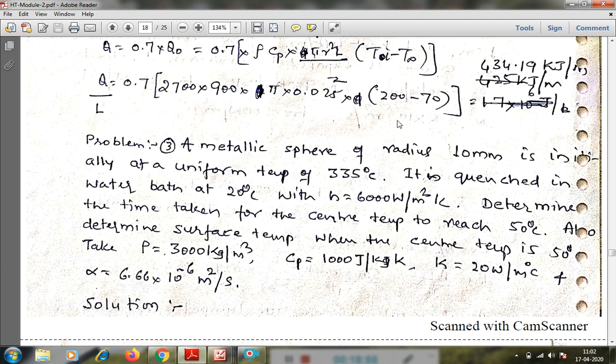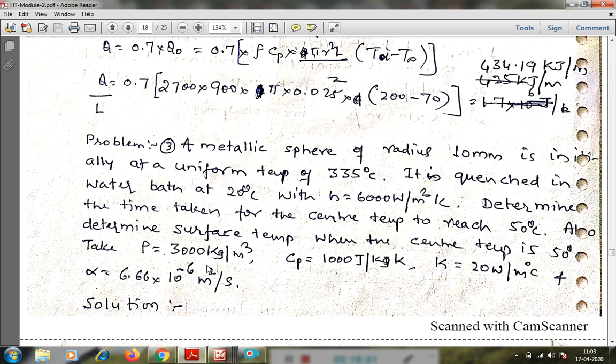For that sphere problem we have to use a similar method, but a different chart. That only differs. A metallic sphere of radius 10 cm is initially at a uniform temperature of 335 degrees Celsius. It is quenched in a water bath at 20 degrees Celsius. With h equal to 6000 watt per meter square Kelvin, determine the time taken for the center temperature to reach 50 degrees Celsius. Also determine the surface temperature when the center temperature is 50 degrees Celsius.